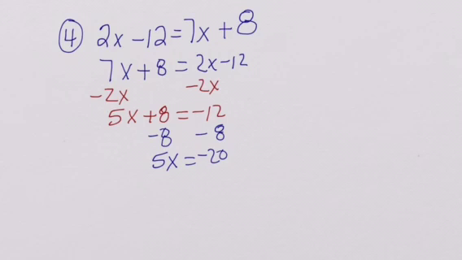What math operation is it? Multiplication. What's the opposite of multiplication? Division. What are we going to divide both sides by? 5. So x is equal to negative 4.